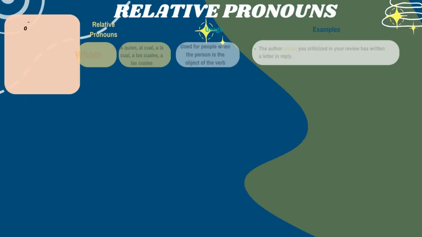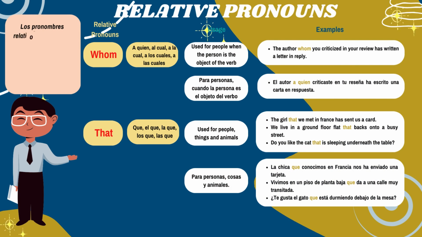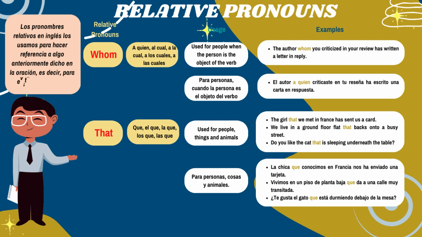Okay, the other relative pronoun is whom. It is used for people when the person is the object of the verb. For example, the author whom you criticize in your review is writing a letter in reply.